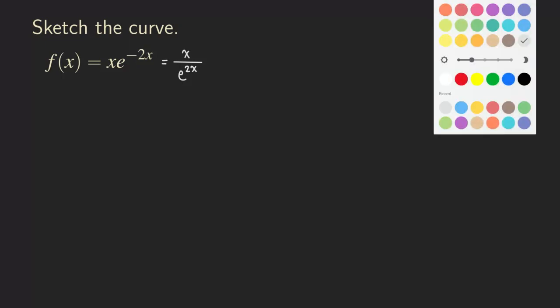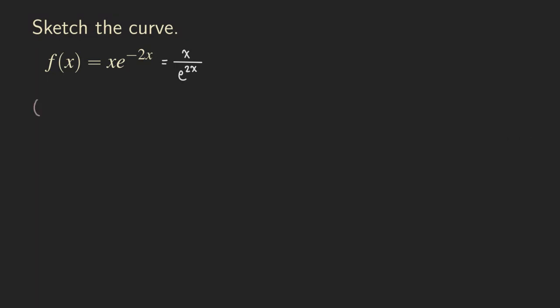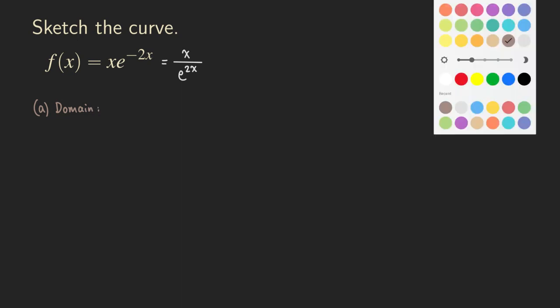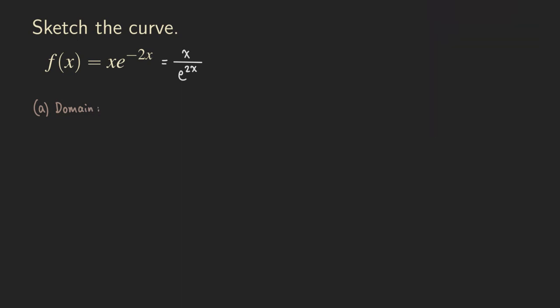So now we find the domain. That's our first step. So regarding the domain, let's see what's going on. We have no restriction on the x for the numerator, and we also have no restriction on the x for the exponential function here. That's e to the 2x, right? The domain for e to the 2x is all real numbers.